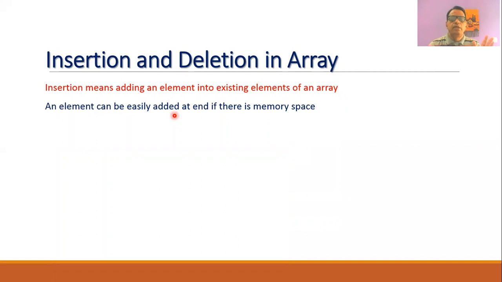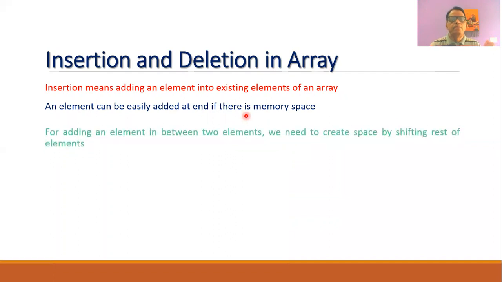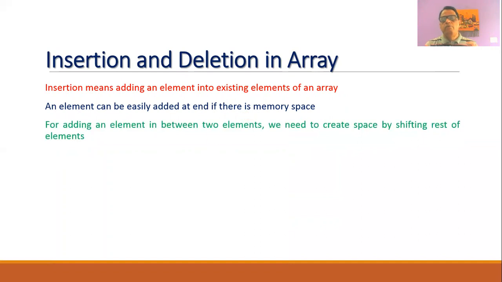Whenever you are adding the element at the end of the array, that is an easy thing. The thing that is required is that there should be enough memory space so that you can add the new element into the array. But if you want to add an element in between two elements, then you need to create a space. For creation of the space, the position at which you want to add a new element, the rest of the elements need to be shifted downward so that the space is created.